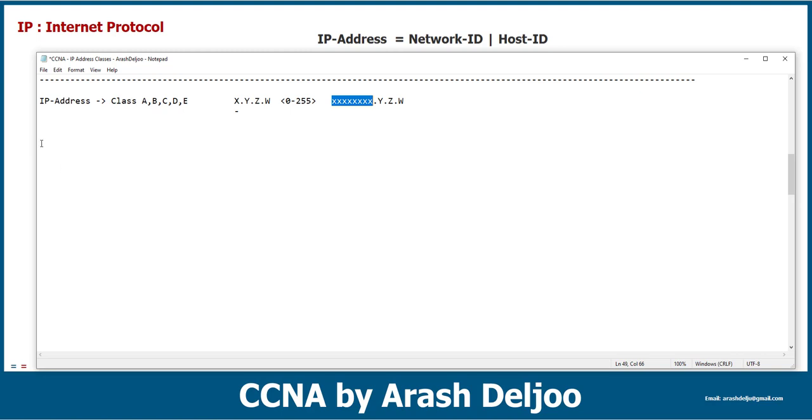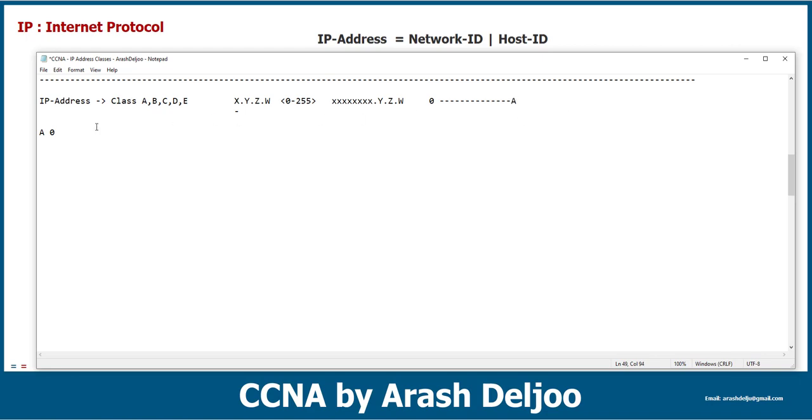Let me use the first rule. We have some IP addresses in class A. All of the addresses of class A start with the first bit 0. This means that this bit is 0. If the first bit is 0, that IP address is residing in class A. Let me write here, this is class A.